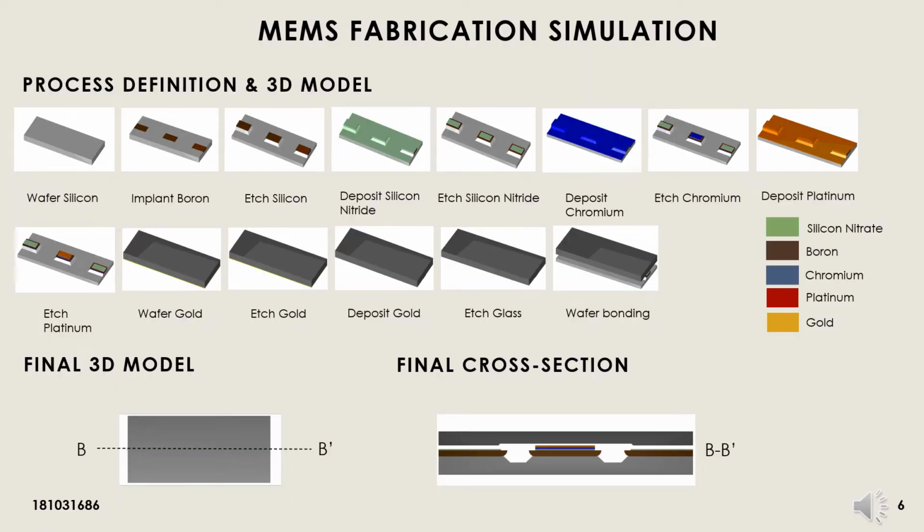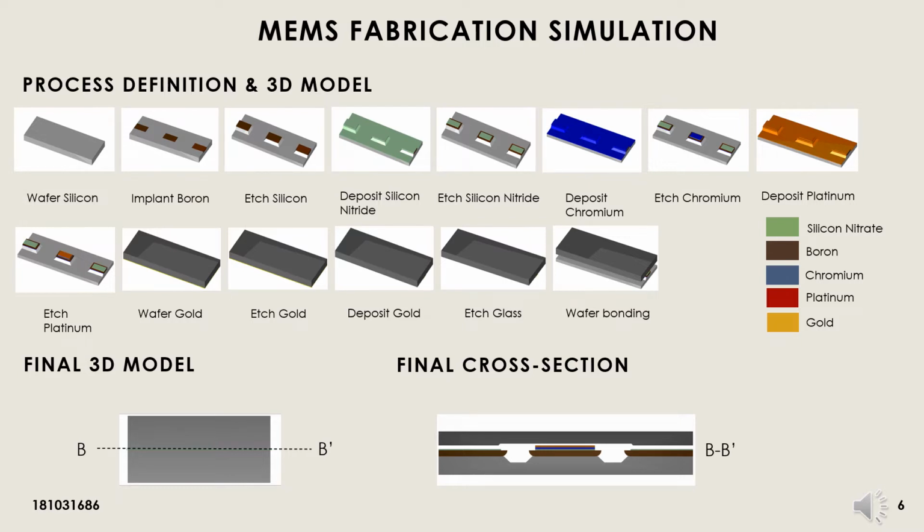The process definition has 14 steps in it. The first step is wafer silicon. The second step is implant boron. The third step is etch silicon. The fourth step is deposit silicon nitride. The fifth step is etch silicon nitride. The sixth step is deposit chromium. The seventh step is etch chromium. The eighth step is deposit platinum.